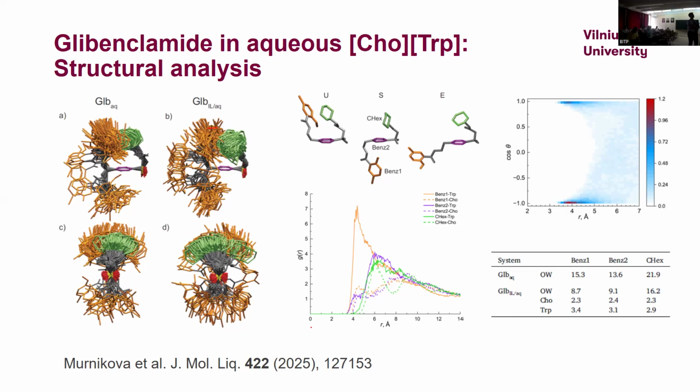But another interesting thing is that even though there are possibilities for hydrogen bonding between the ions of the ionic liquid and glibenclamide, we basically didn't see any. For some reason, the hydrogen bonding is not very abundant in these systems, which was kind of contrary to our expectations.